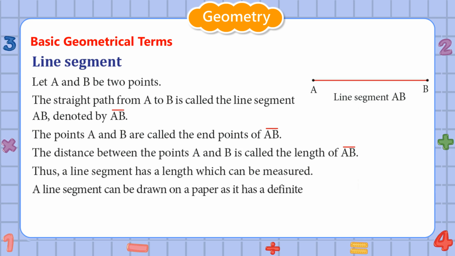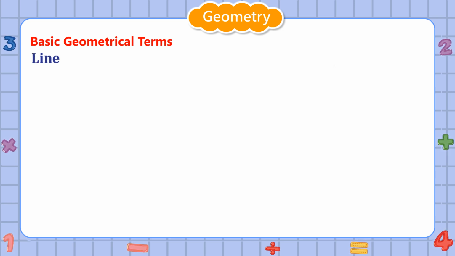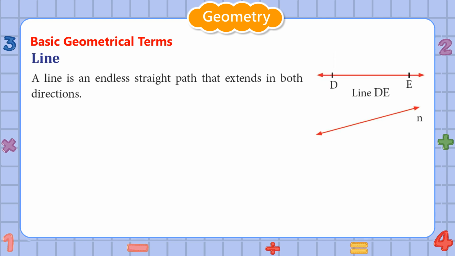A line segment can be drawn on a paper as it has a definite length and 2 endpoints. Line. A line is an endless straight path that extends in both directions. A line has no endpoints.